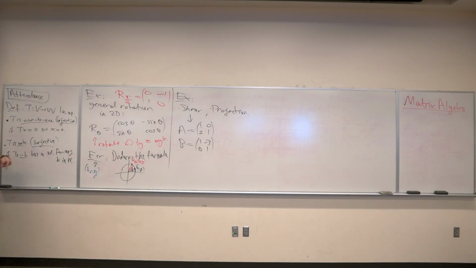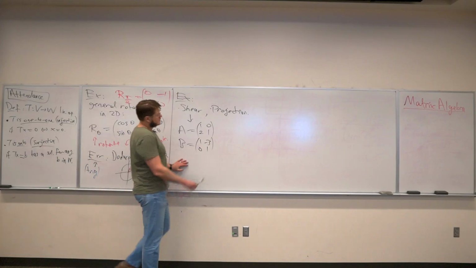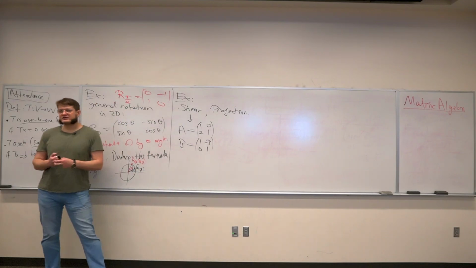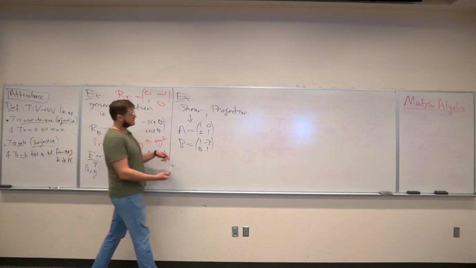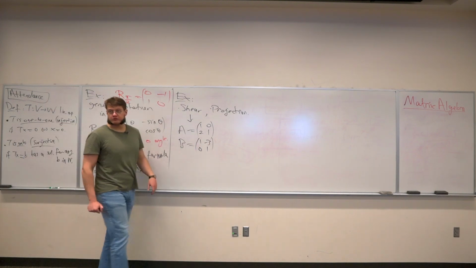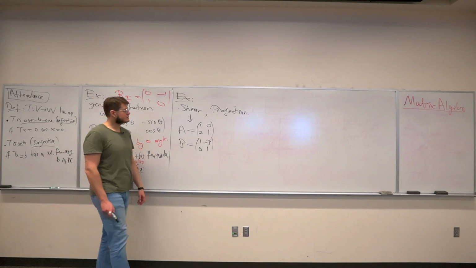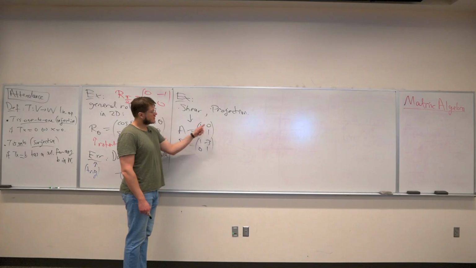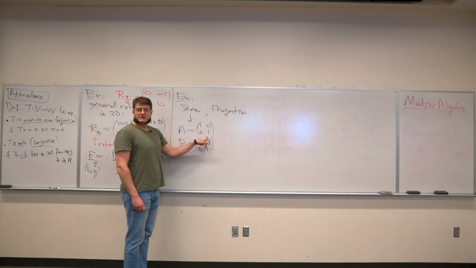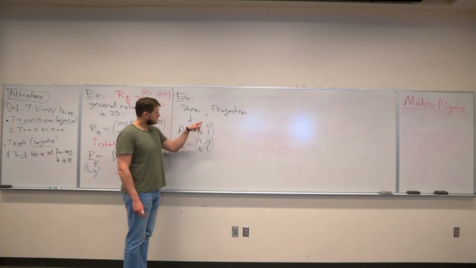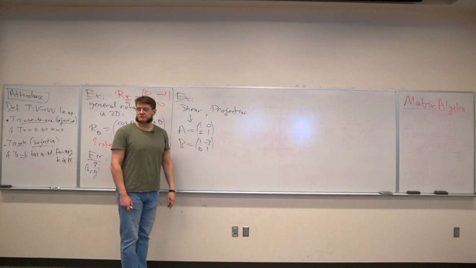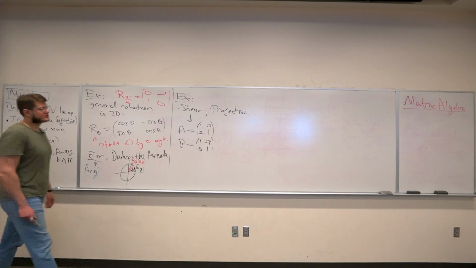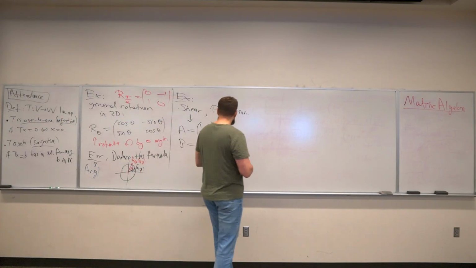Just to remind ourselves, how do we visualize these kind of things? Well, it's always the rule that the first column is about where the 1, 0 goes under your transformation, and the second column, where 0, 1 goes. The point of these shear transformations is that for this A, the second column is 0, 1 itself. That means this shear fixes 0, 1. It doesn't do anything for the vertical vector, but it does something to the horizontal vector.